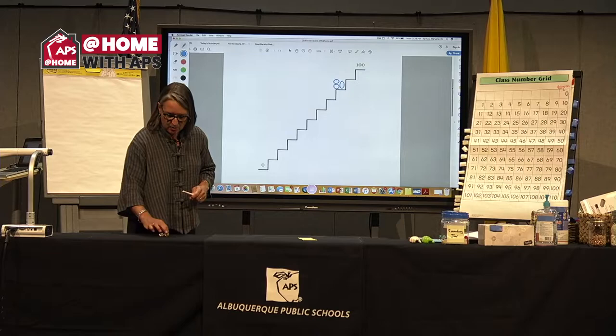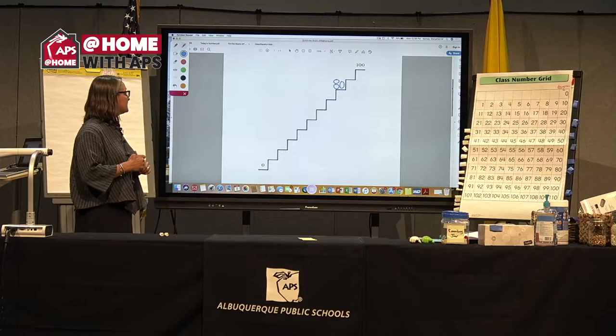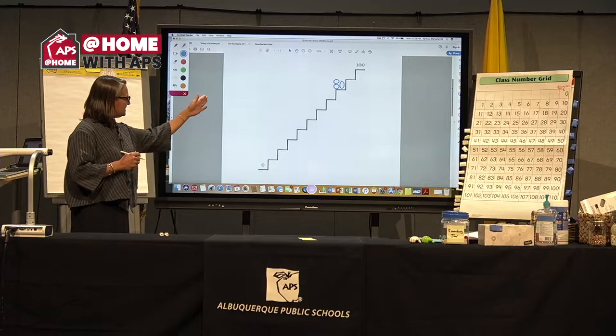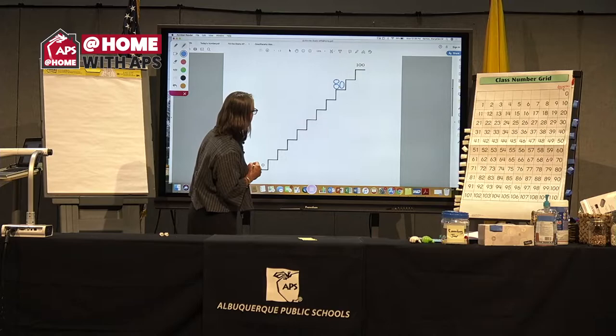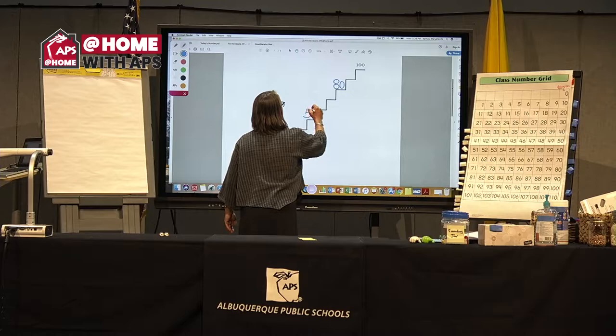Oh, this time I got a 5 and a 7 for 57. So 57. 50 is kind of right in the middle, right? Between 0 and 100. So I'm gonna put my 57 close to the center of my stairs. I think I'll put it right here. Okay. Two numbers on the stairs so far.